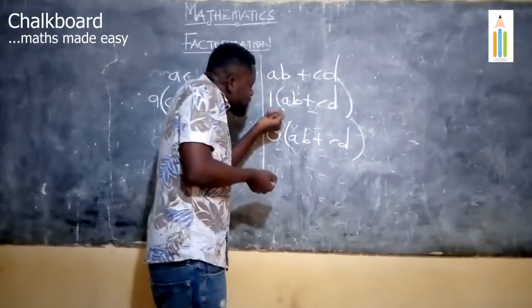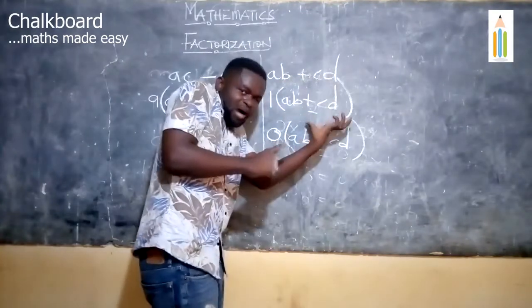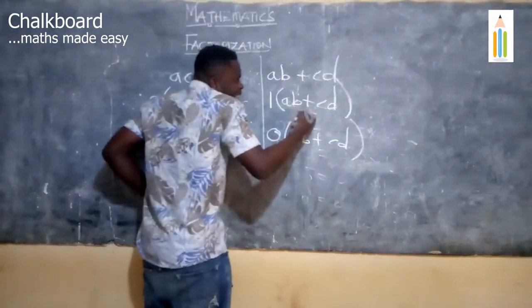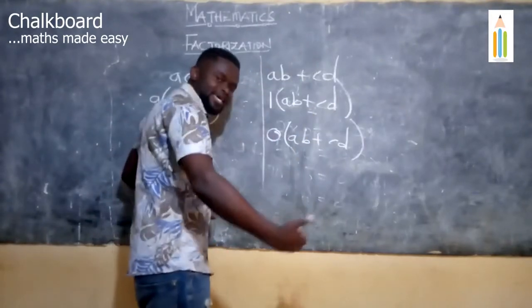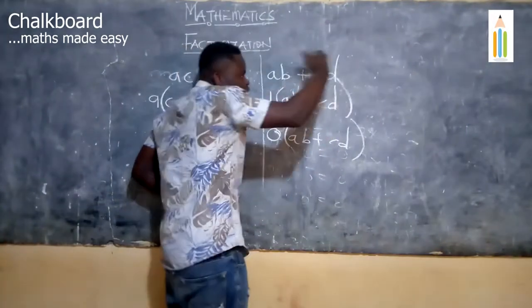But if we bring 1 outside, because we can't factorize anything out, we bring 1 outside and we multiply. 1 times AB gives me back AB. Like what we did, A times 1 is A. So AB times 1 is also AB. And CD times 1 is also CD.